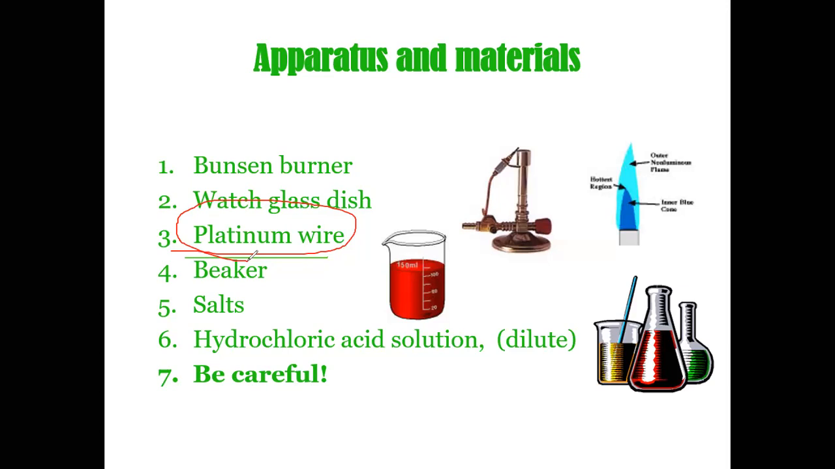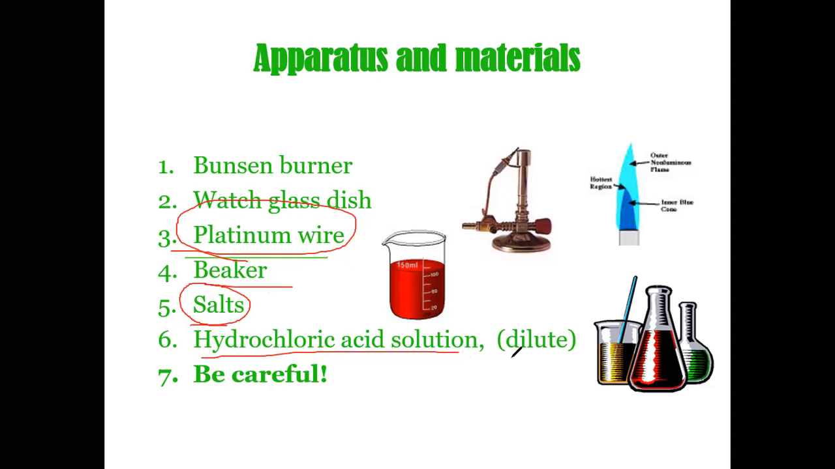So why will the platinum ware be used? To take the salt or the compound and to hold it on the flame, which will change the color. The platinum ware is used because it is not going to react with the element or the compound. Then the beaker. Salt means the compound that we are going to analyze, or it is called analyte. Here, rather than salt, we can call it compound also, or sample.